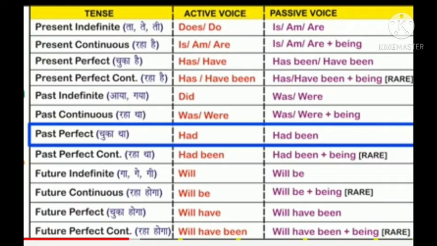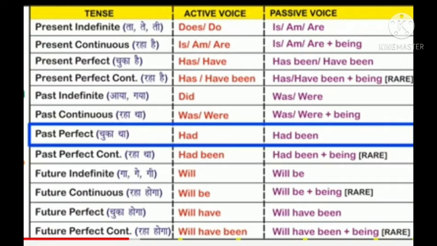Next we have present continuous. If in an active voice, auxiliary verbs are is, am, are along with the ing form of the verb, then we are going to use is, am, are plus being, either is being or am being or are being.